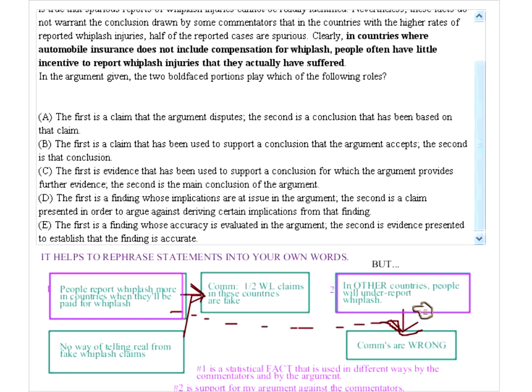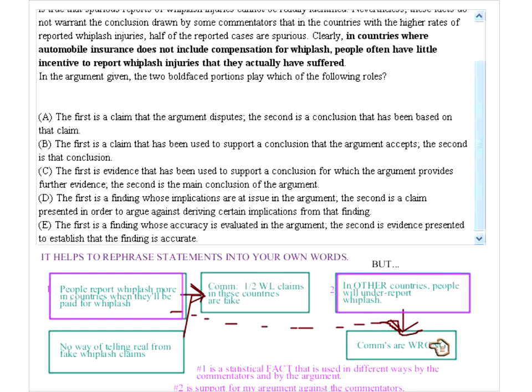To the question, why isn't it the main conclusion? It's because it's not a conclusion. Remember we used a therefore test, and we decided that this supports this, because these two are my argument. In other countries, people underreport whiplash, therefore the commentators are wrong. That makes sense. The commentators are wrong, therefore other people will underreport whiplash. That doesn't make sense. People aren't going to change their behavior based on what commentators say. So this is not a conclusion of anything, and therefore it can't be the main conclusion. This is actually support offered for that conclusion.